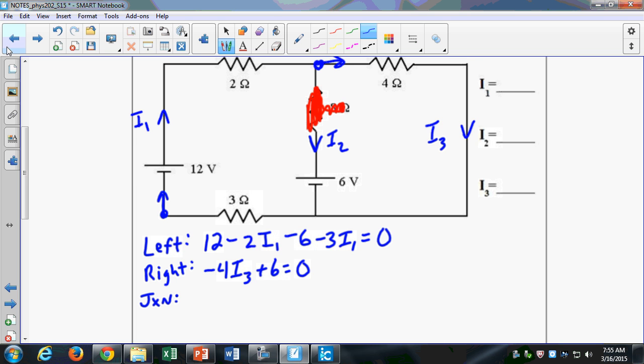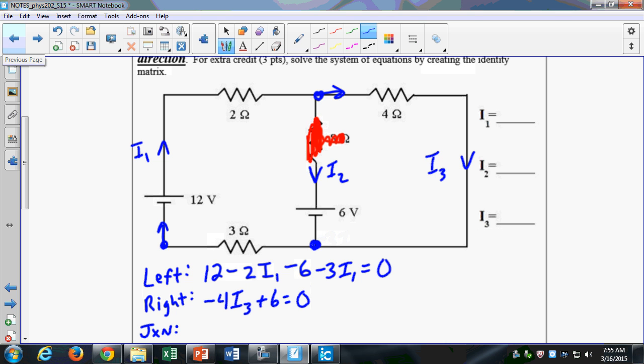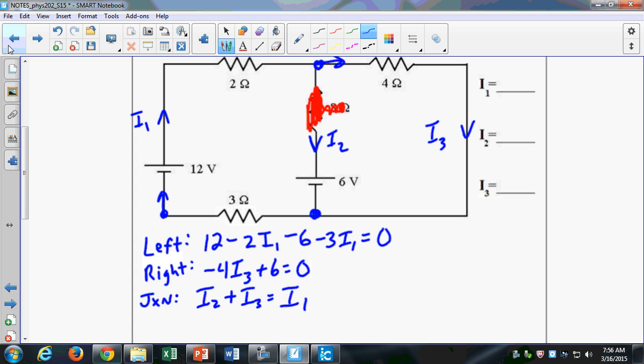And then the junction rule is I just pick a junction. Say right here, I have I2 and I3 coming in, and that's equal to I1. So this is really simple to solve for, right? Because my first two equations only have one unknown. Because I didn't have a resistor in that middle branch, choosing my left and right loops made it a very simple system of equations. But I can solve this one.